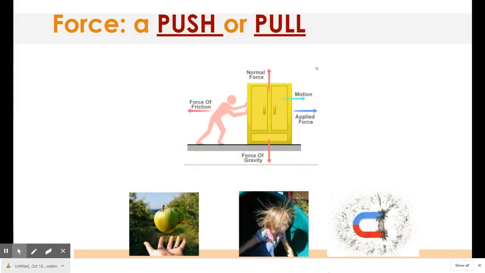All right, recall from sixth grade the definition of a force is a push or a pull. Any push or pull is a force.